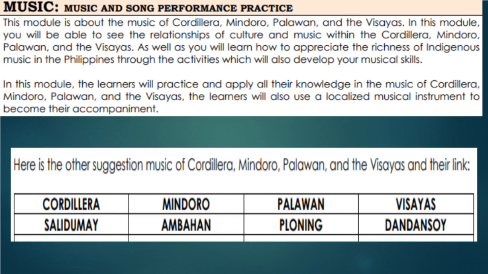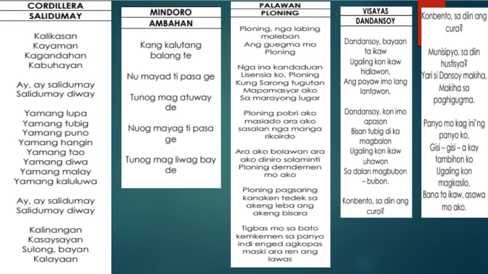Here is the other suggestion: music of Cordillera, Mindoro, Palawan, and the Visayas, and their link will be posted in this video. These are the songs: from Cordillera, the Salidumay; the Ambahan of Mindoro; for Palawan, the song Ploning; and for Visayas, the Dandansoy. You can choose one song to sing for your activity in Week 6. The links will be provided in the description box. Feel free to search these songs on YouTube.